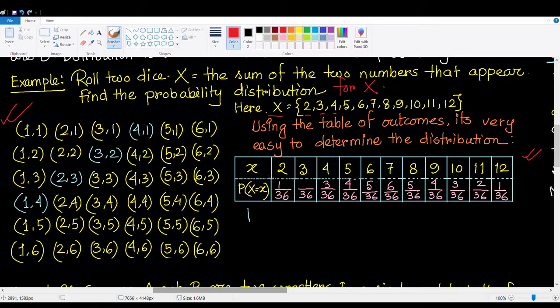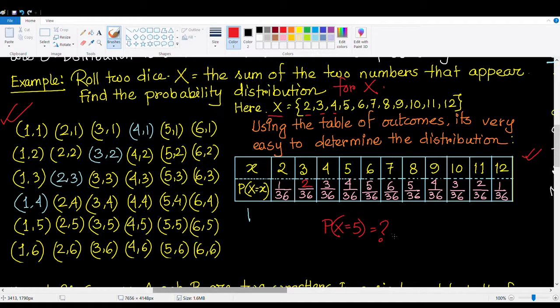Now putting the values of X in the horizontal row of this table and using the table of outcomes, it's very easy to determine the distribution. You see that the probability for each of the random variables is put here. So how did I determine these values? Let's see. Say we are going to determine p of X equals 5. This means if you roll two dice, what is the probability that the sum of both dice will be 5?